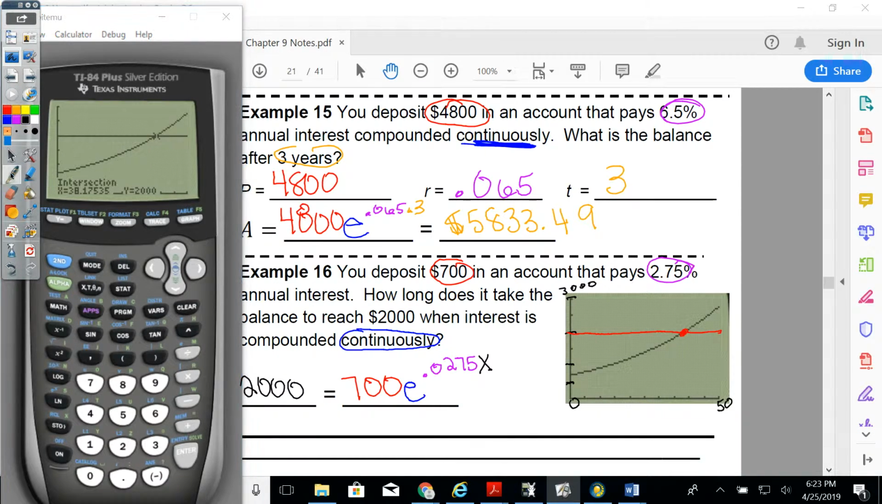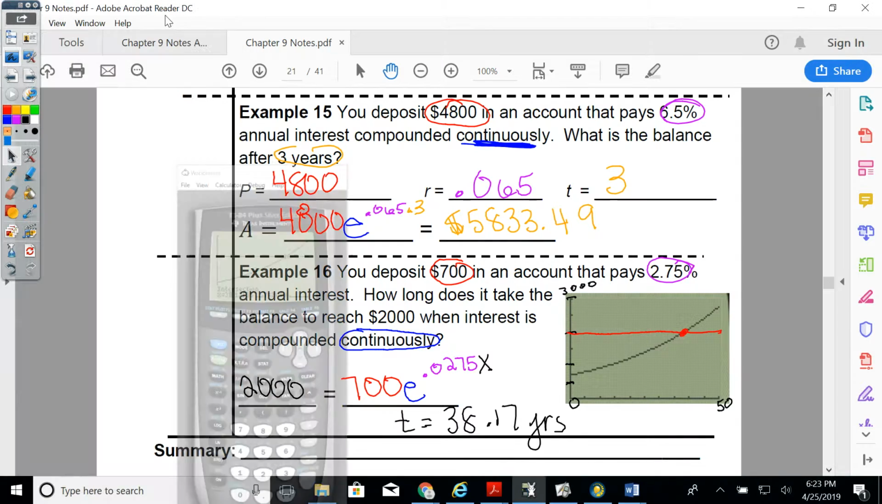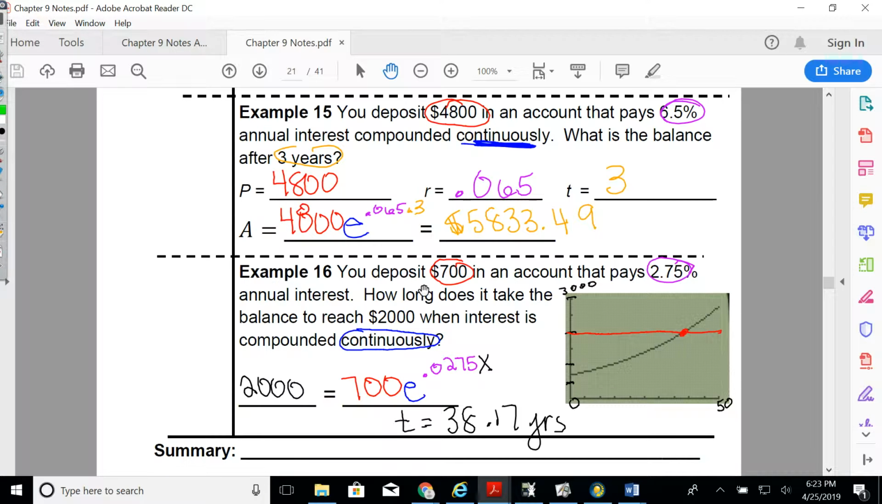And we get that it takes quite a bit of time to increase that much. Time is 38.17 years. And that's with a pretty big percent rate. So hopefully you would be adding along the way. If you have this in a savings account, you won't just let it sit there at 700. But even at 700, you still get money. It just takes a long time. It's almost triple your money.